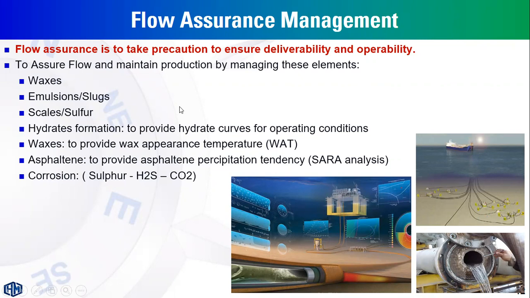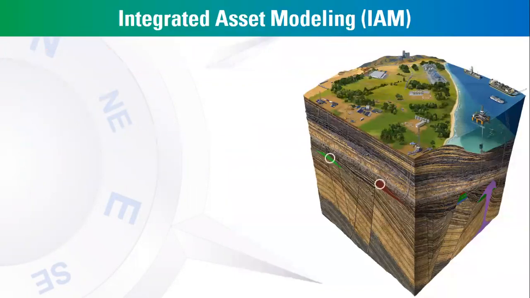Several issues are related to flow assurance, like wax precipitation, emulsions in the production tubing or production lines, scales and sulfur deposition, hydrate formation, also asphaltene deposition, corrosion and so on. So all of these parameters are related to flow assurance issues in the production system.